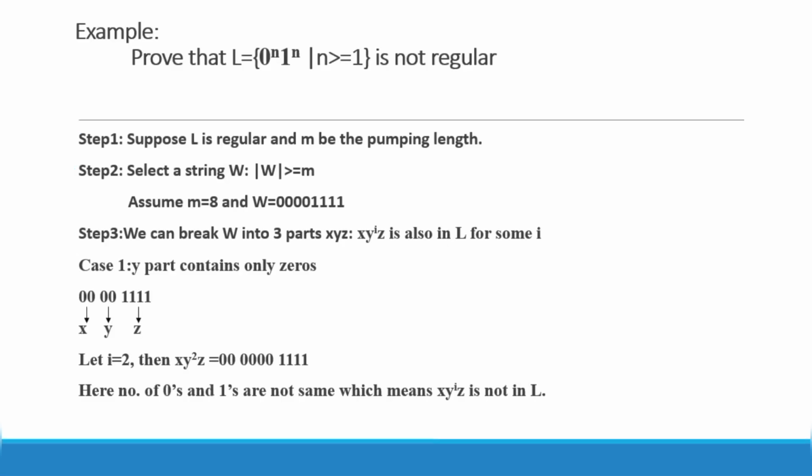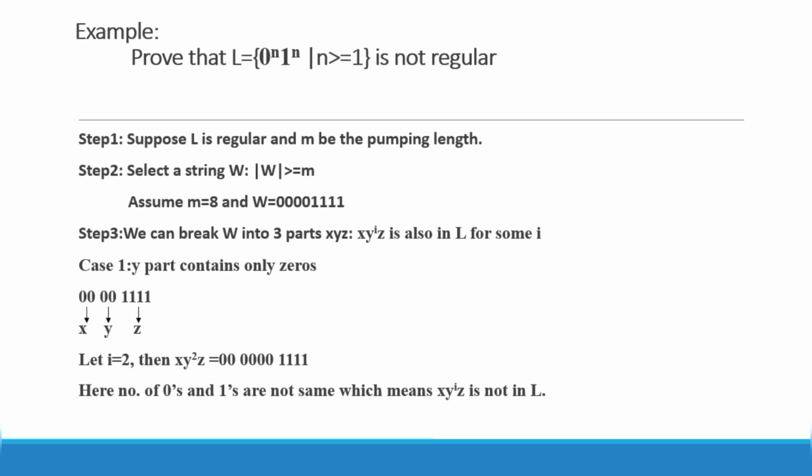So, now let's look at some examples. Prove that L = {0^n 1^n : n ≥ 1} is not regular. Here are the steps. Suppose L is regular and m is the pumping length. Select a string w such that |w| ≥ m. Here I am assuming m = 8 and w = 00001111, by taking the value of n equal to 4. We can break w into 3 parts x, y, z such that xy^i z is also in L for some i.